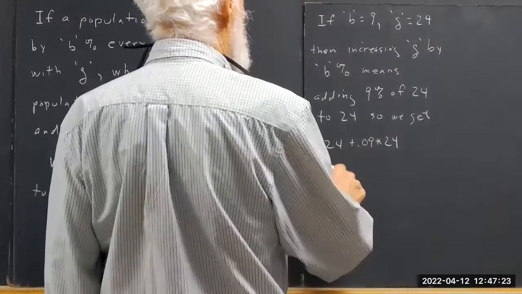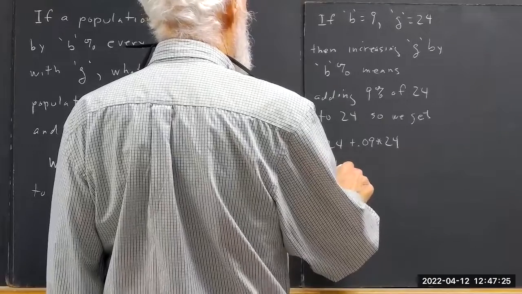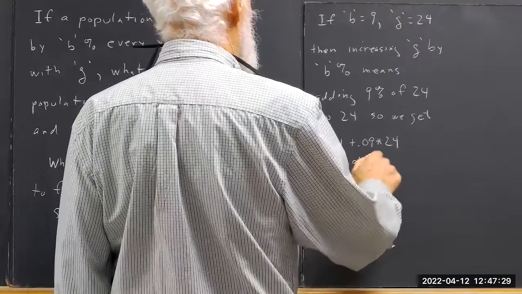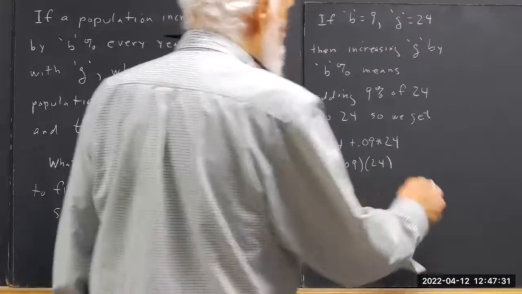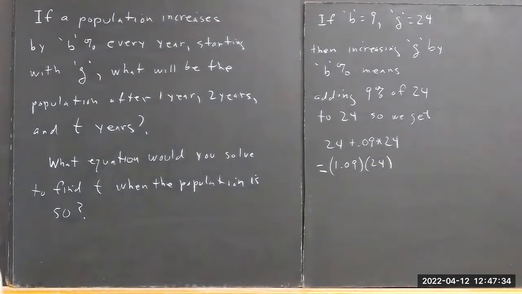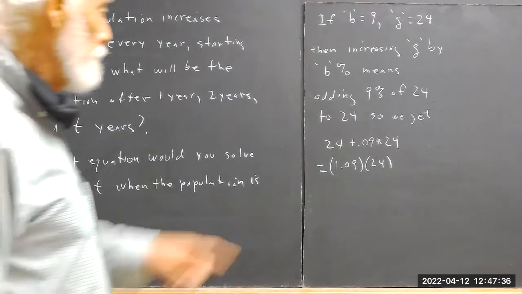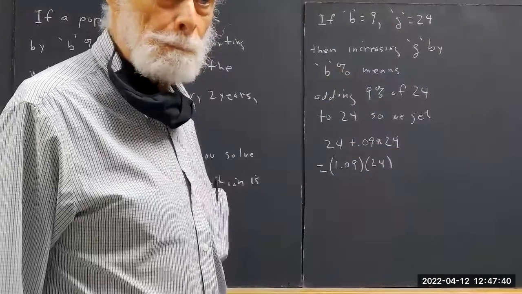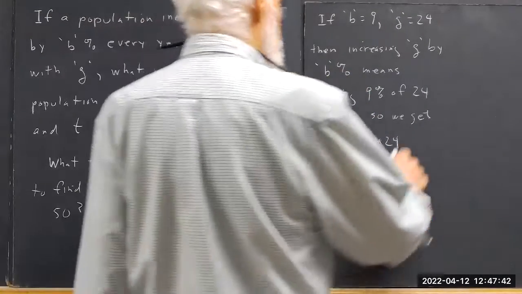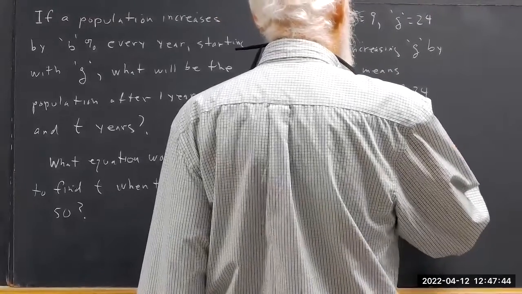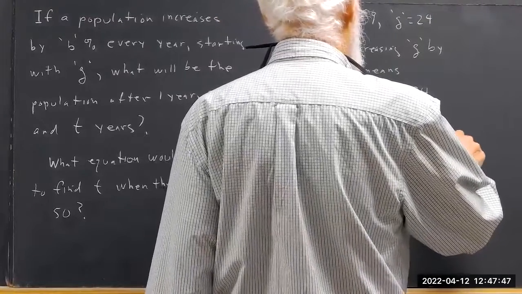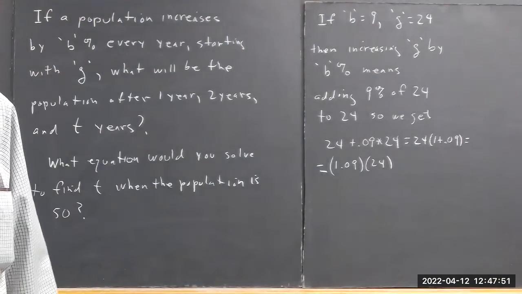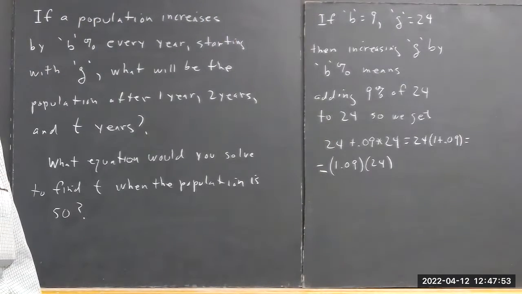Which is 1.09 times 24, because you can factor out the 24: it's 24 times (1 plus 0.09), right? So we could write that this way. We really want to understand that.